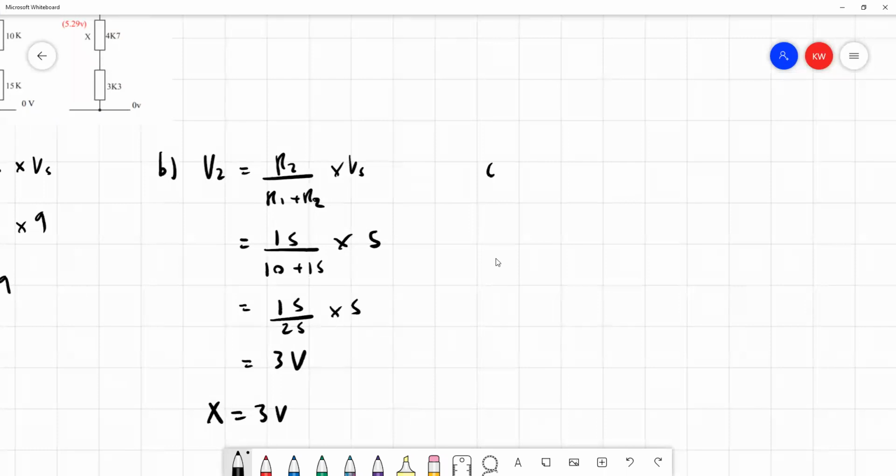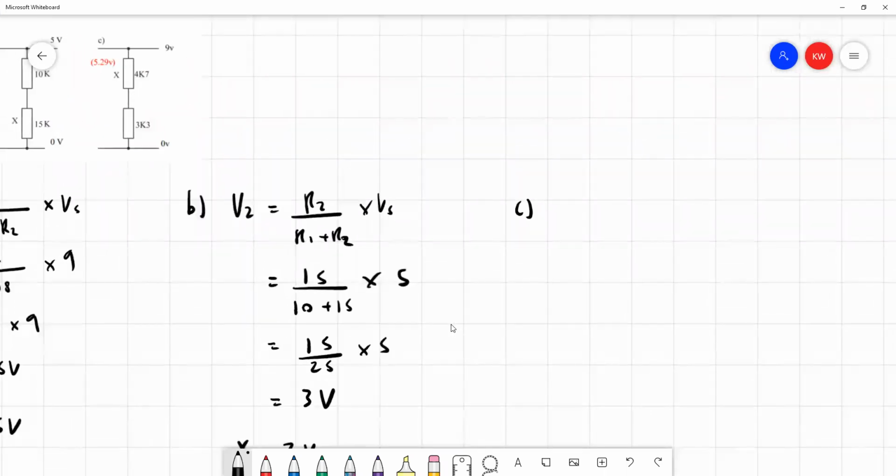Part C, a very similar type problem, except this time we're being asked to find the voltage of the top resistor. Now there's two different approaches we can take here. If you don't feel confident changing your formula about, then we could work out the voltage across resistor 2, the bottom resistor, and then subtract this value from 9 volts. We'll take that approach in a second.